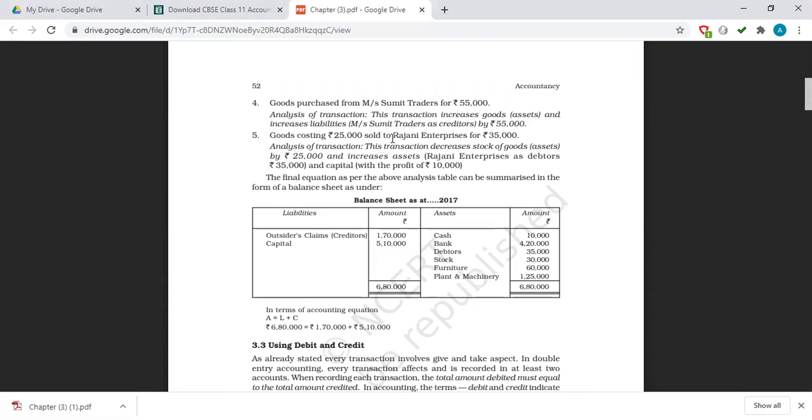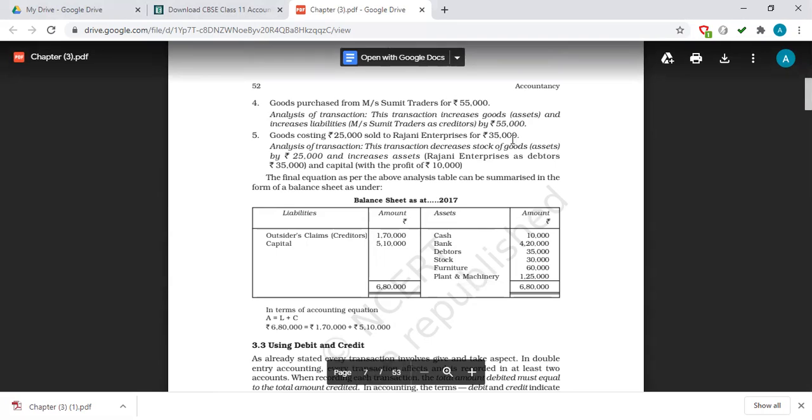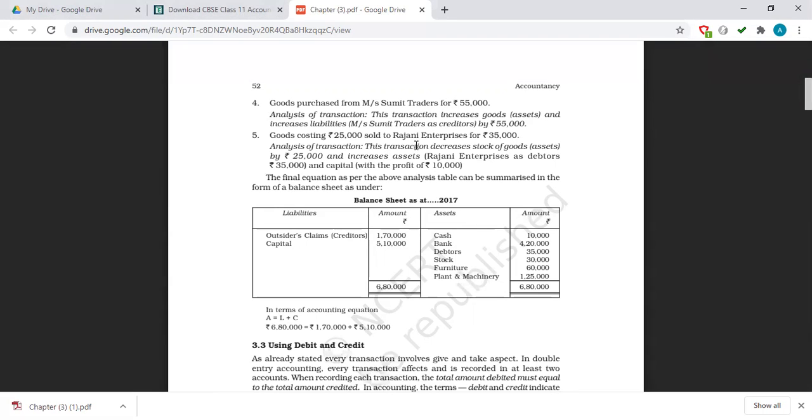Goods costing 25,000 sold to Rajni Enterprise for 35,000. See, when it is sold and the name of the organization, firm or person is given, it's a credit transaction. If cash was paid, cash would have increased. Is it clear? So 25,000 of goods goes out, so stock decreases and debtors increase. And there is a profit of 10,000, so profit also increases. You can see over here.